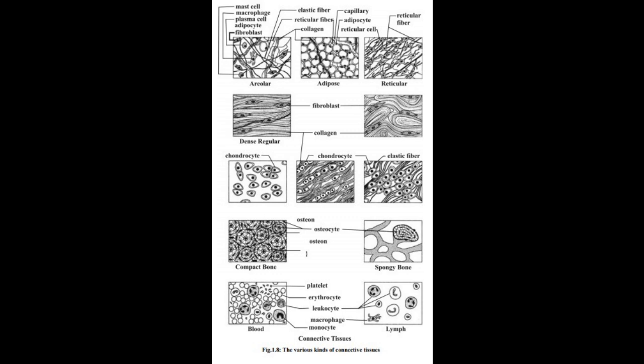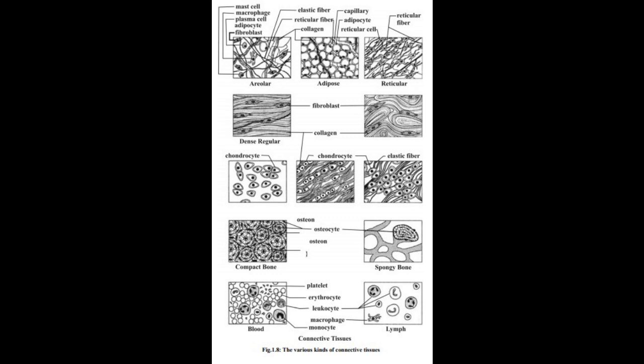Elastic connective tissue is rich in parallel bundles of elastic fibers, and is found in specialized sites, e.g., yellow ligaments of vertebral column, vocal cords.